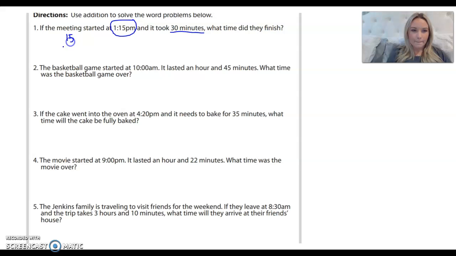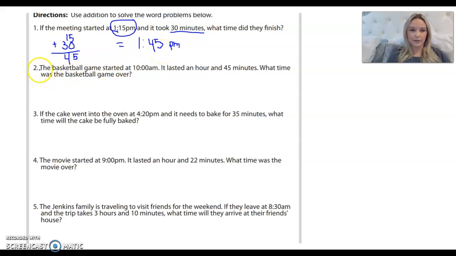15 plus 30, okay? So I already have my 1 o'clock right there, so I'm going to put it over here, and now it's my job to figure out the minutes. So 5 plus 0 is 5. 1 plus 3 is 4. So my minutes went from 15, I added 30, and now that is 45. So the meeting started at 1:15. It was 30 minutes long, so it finished at 1:45 p.m.